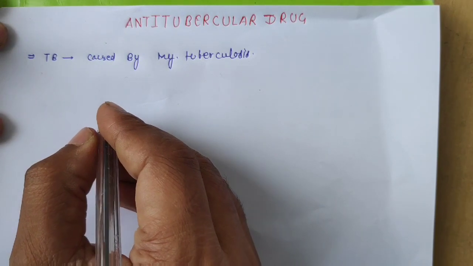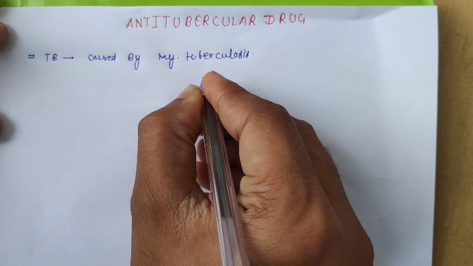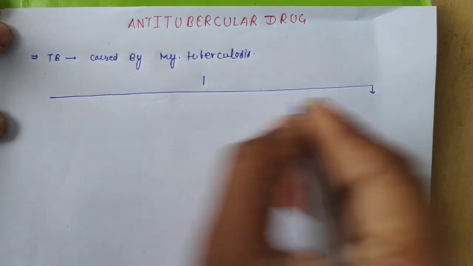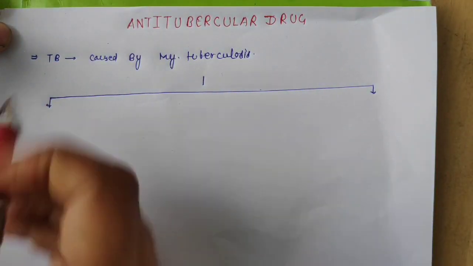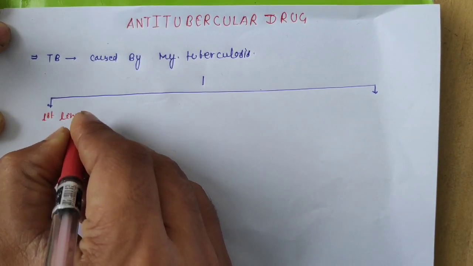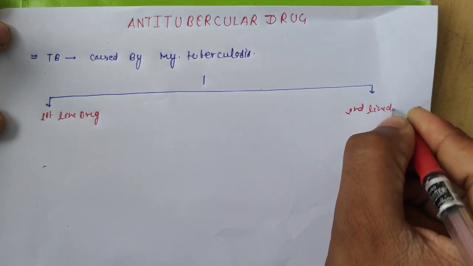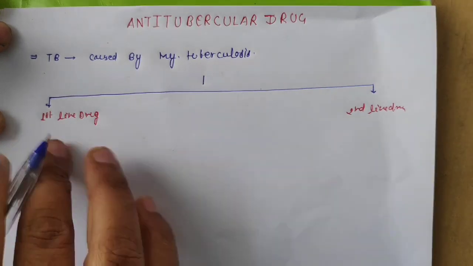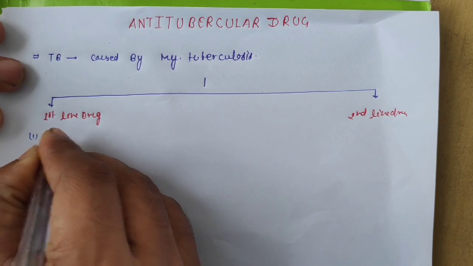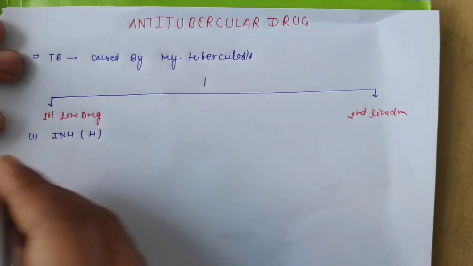In the drug part, first we will see the drug classification. In the classification, there are two types: first is first line drug and second is second line drug. In the first line drugs, there are 5 drugs. First is isoniazid, INH for short, H.